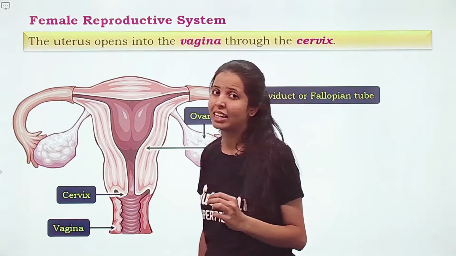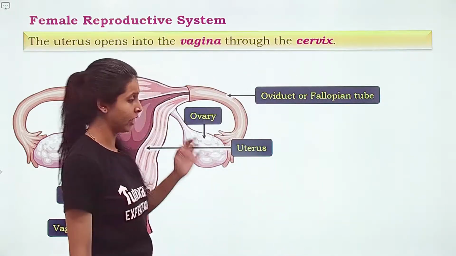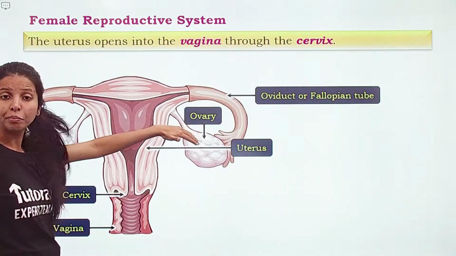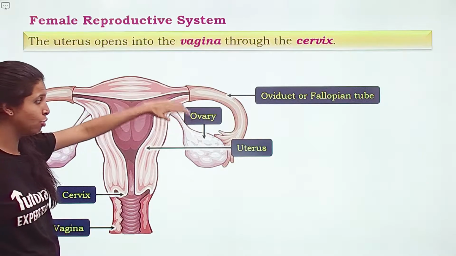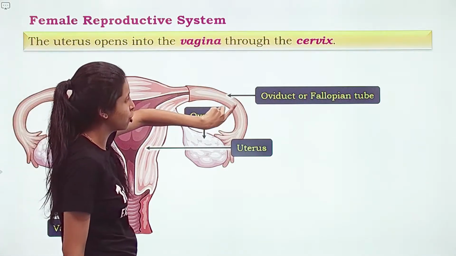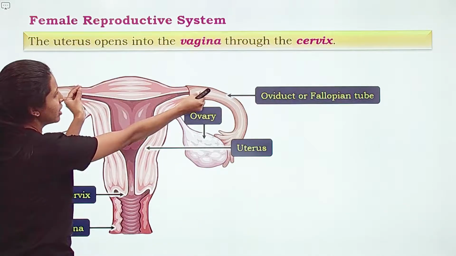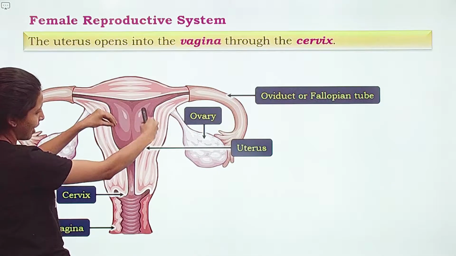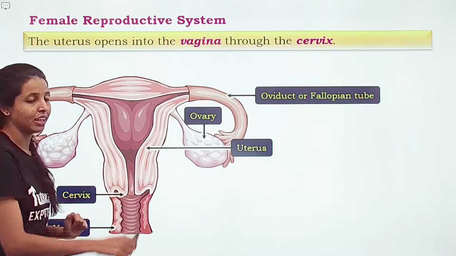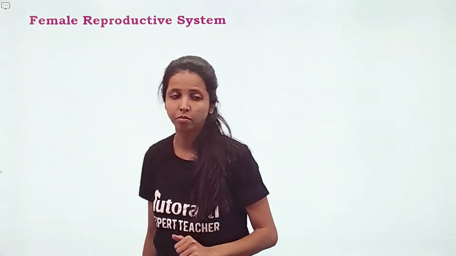For 2 marks, we get the system diagram. So you have the ovary, the place where your germ cells are produced. The oviduct, through which they will travel. The uterus, where your germ cell arrives, kids. And then you have the cervix and the vagina.